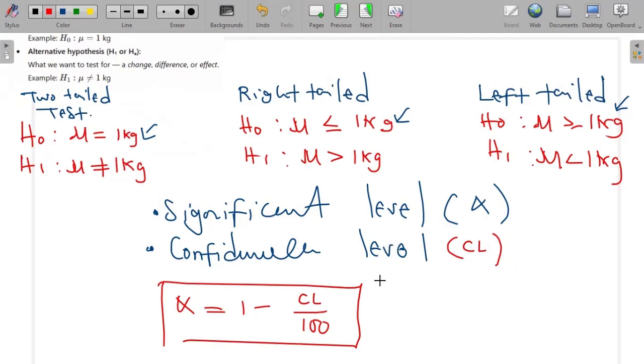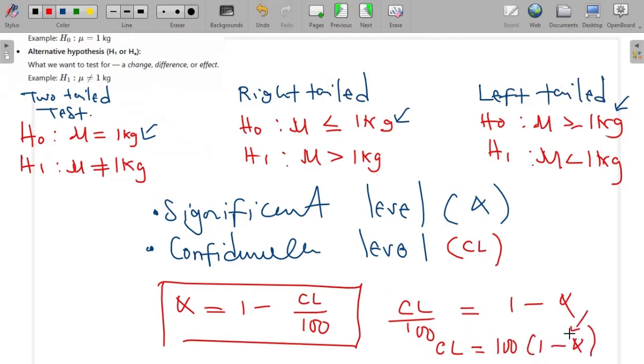It can also be true that you are given the significance level and you want to find the confidence level. In that case, we just make CL the subject of the formula. So it will be CL over 100 on one side, and on the other side I have 1 minus alpha. Then I multiply both sides by 100, so the confidence level is equal to 100 times (1 minus alpha). If you're given the significance level, which is also a percent, you can find the confidence level. If you're given the confidence level, you can find the significance level.